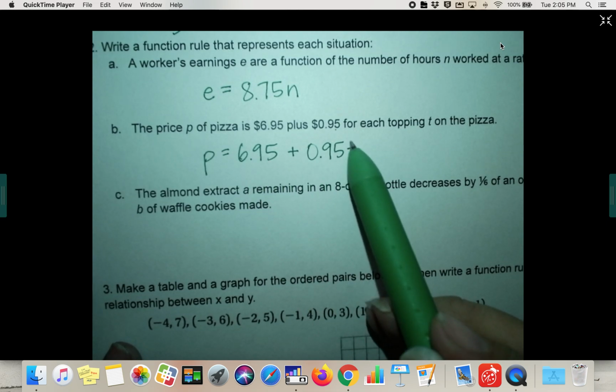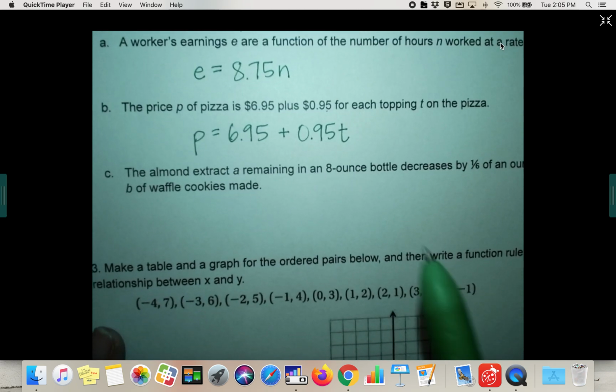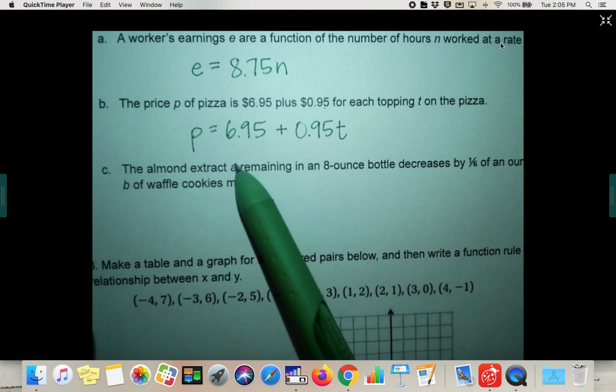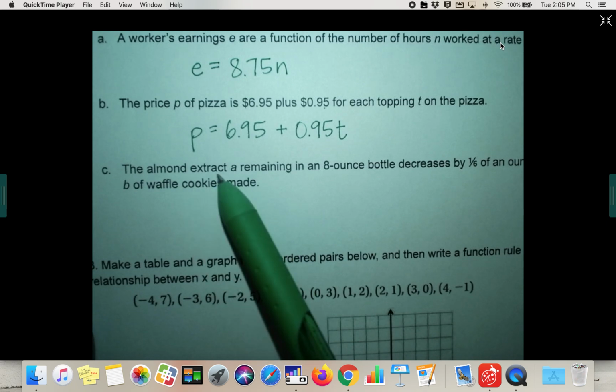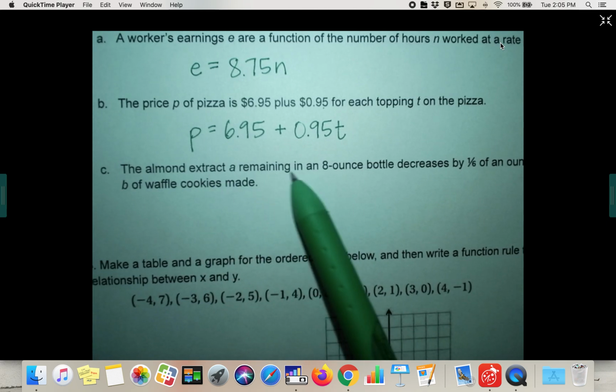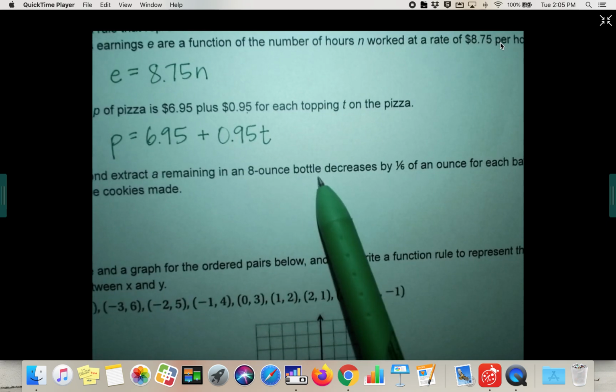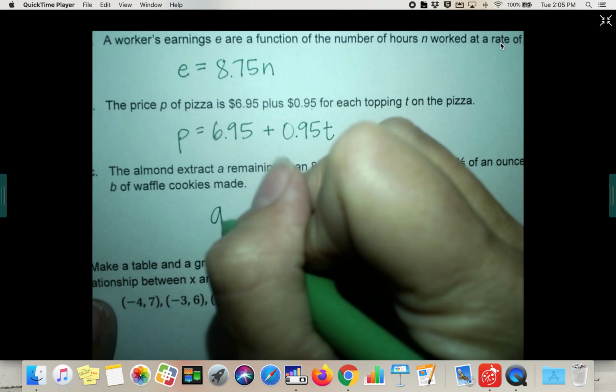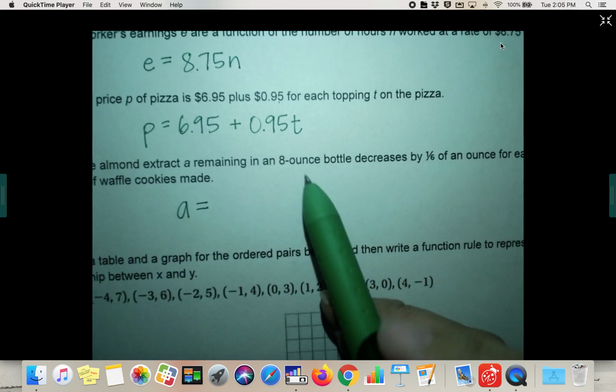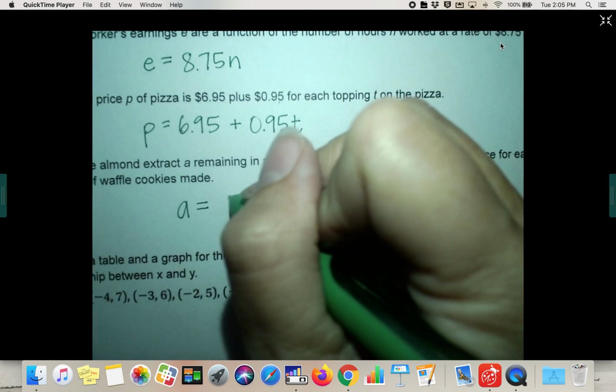per T topping. All right, last one of these, the almond extract, which they want you to use A. The almond extract A remaining in an 8-ounce bottle. So A is the amount we have remaining. Started with an 8-ounce bottle.